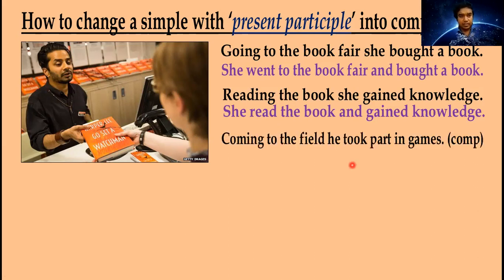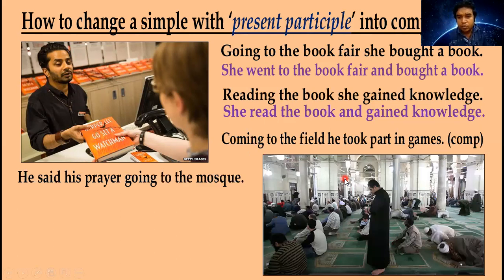Here you can see another sentence, dear student. Coming to the field, he took part in games. Same rule, you have to apply the same rule here. Now you have to convert it into two independent clauses. At first you must take the subject he, and as you see the verb coming, use the past form. He came to the field and he took part in games. Very simple. This should be the answer.